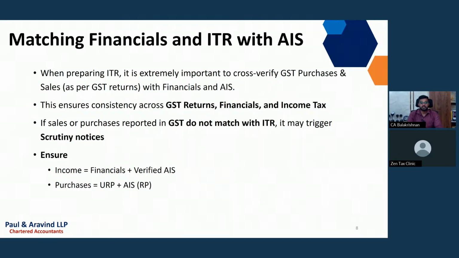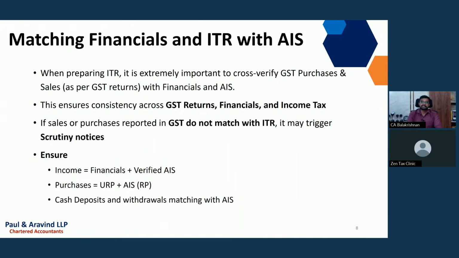So we need to be cautious that unregistered purchases are also included while preparing our computation, which means from our total income, the purchases need to be reduced, because while computing the profit and loss account, the total income and expenses have been reduced. So we need to reconcile that total purchases include unregistered purchases as well as registered purchases that will be reported in the AIS.